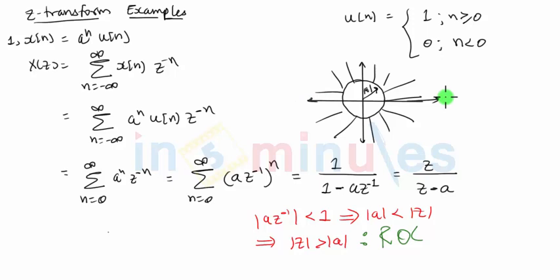Please remember the horizontal axis is called the real axis and the vertical axis is called the imaginary axis. That is because Z is a complex variable. It's called the complex Z plane. So this two-dimensional plane is nothing but a Z plane. So what is the region of convergence for this function that we have just now got? It is exterior to this circle with radius mod A.